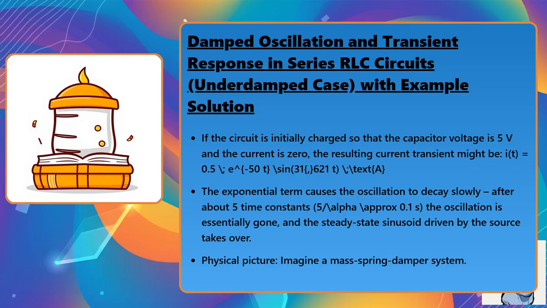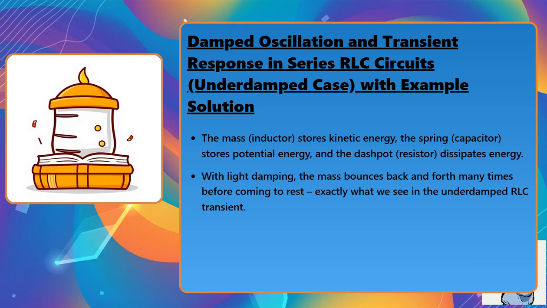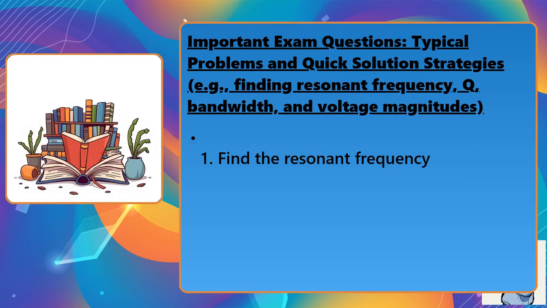Physical picture: imagine a mass-spring-damper system. The mass (inductor) stores kinetic energy, the spring (capacitor) stores potential energy, and the dashpot (resistor) dissipates energy. With light damping, the mass bounces back and forth many times before coming to rest, exactly what we see in the underdamped RLC transient.